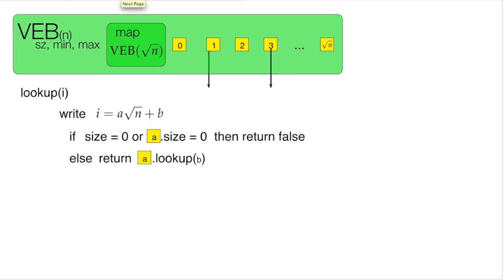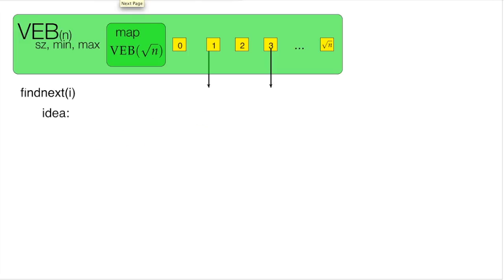Does everybody kind of see what's happening here with lookup? Let's do something slightly more clever. By the way, I didn't handle the base case here. If size is 0 or this recursive element is null, etc., then you return. This is what I meant by a equals null.